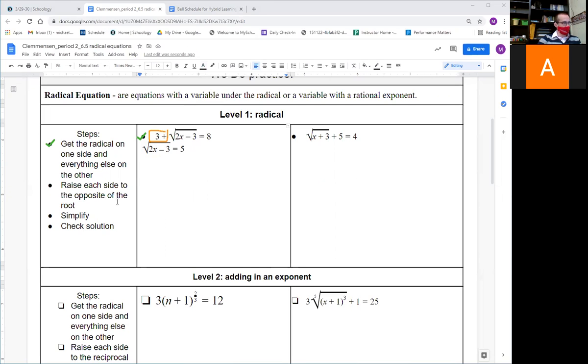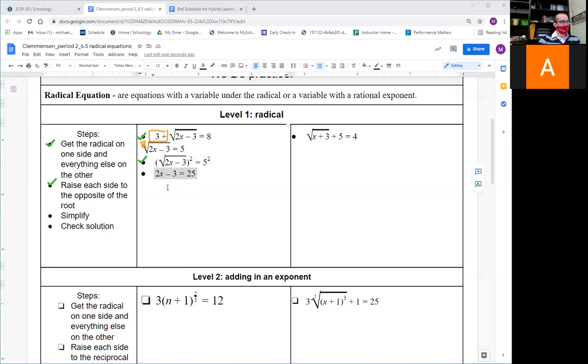Now we're going to raise each side to the opposite of the root. Currently we have a square root, so we're going to raise each side to the squared power. Since it's a square root, I raise each thing to the squared power, and then I'm going to simplify. The square and the square cancel out. I end up with 2x minus 3 on the left side, and 5 squared gives me 25. Now we just finished the raise each side to the power step, and now we just have to do that little bit of simplifying.